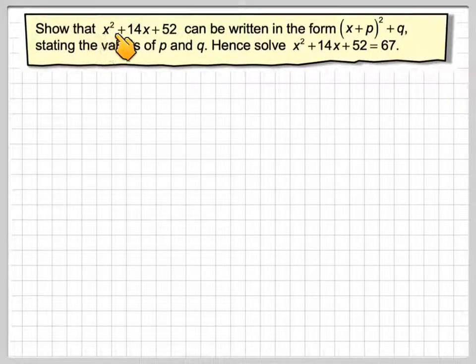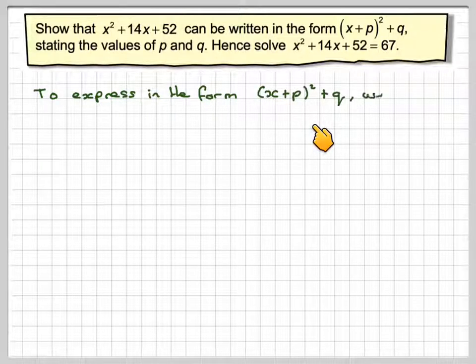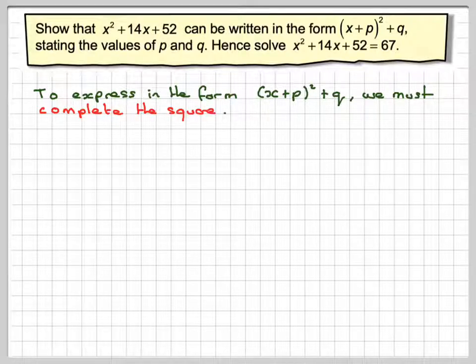Show that x squared plus 14x plus 52 can be written in the form (x plus p) squared plus q, stating the values of p and q, hence solve the equation x squared plus 14x plus 52 is equal to 67. So, to express it in the form (x plus p) all squared plus q means we must complete the square.